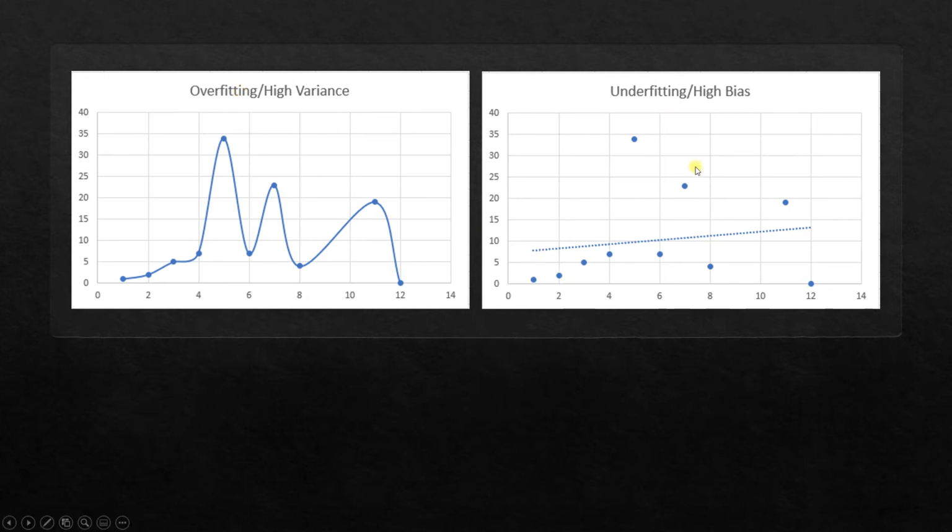And if you see this second diagram, this particular line is not touching most of the points. This line is close to this particular point and this particular point, and for the remaining points it is far. In this case, we'll have high bias, which means the error will be more. If there is more error, your model learned very little, which is called underfitting.